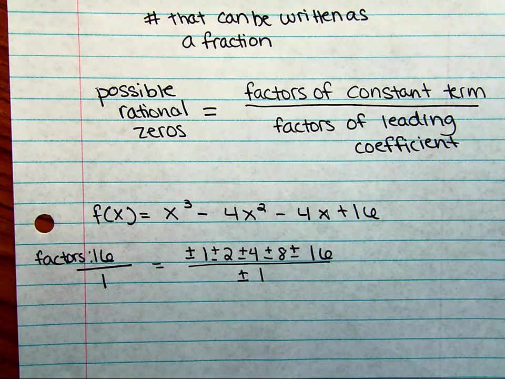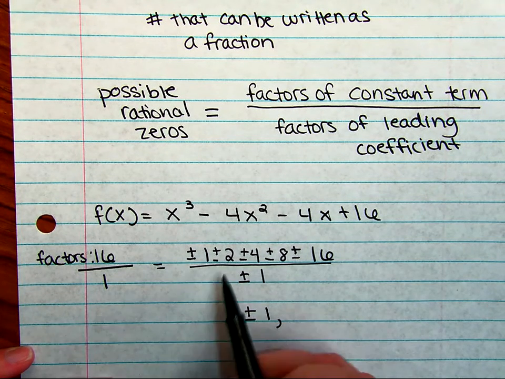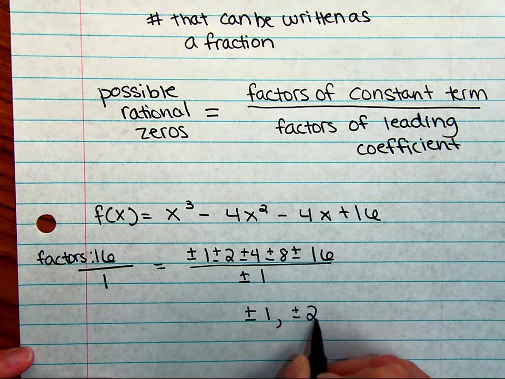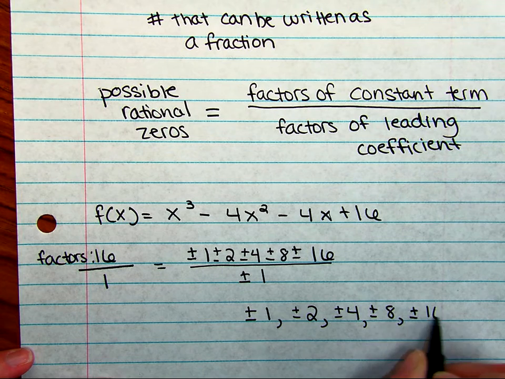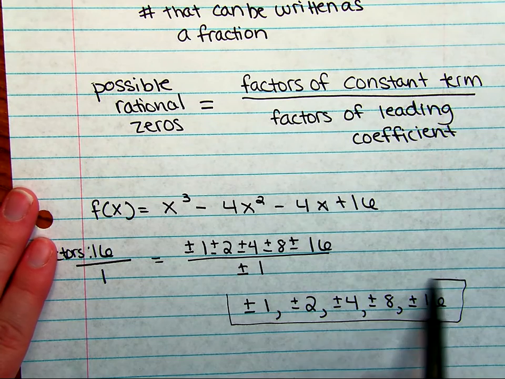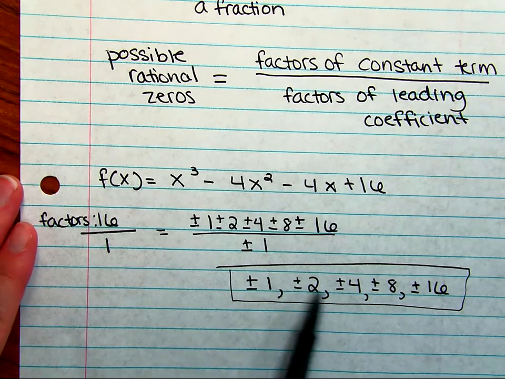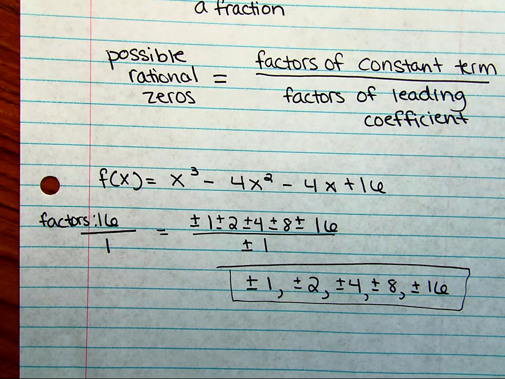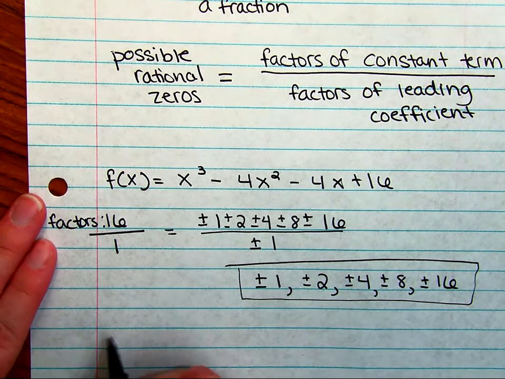So possibilities, we do 1 divided by 1. So we've got plus and minus 1. 2 divided by 1, plus and minus 2. Plus and minus 4. Plus and minus 8. Plus and minus 16. And that would be the result of the rational zeros test. Then I would be able to use synthetic division with these numbers to see if one of them is a 0. So let's do one where this bottom isn't 1, because that's pretty easy when you have a coefficient of 1.